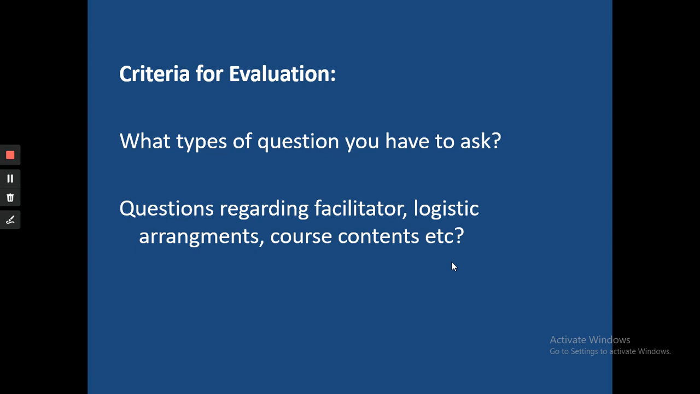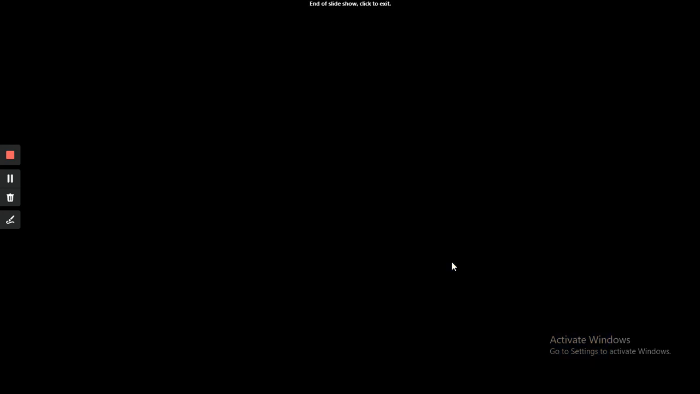Criteria for evaluation: what types of questions you have to ask. You can ask questions regarding facilitators, logistic arrangements, or the course contents. This is the end of the HRD process lesson.